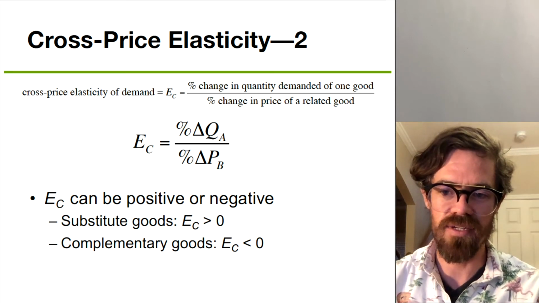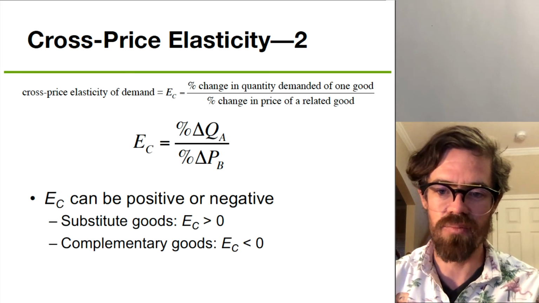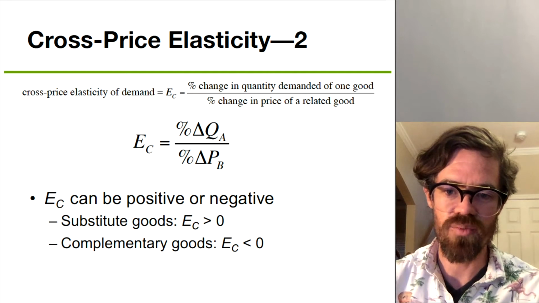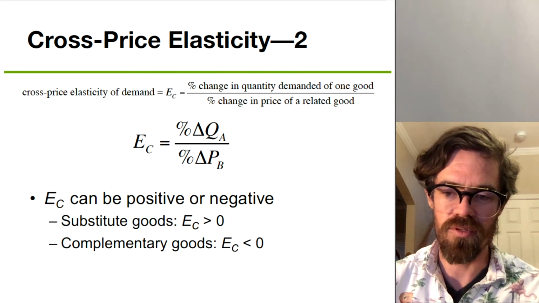And just like income elasticity, EC, cross-price elasticity, can be either positive or negative. And the sign is basically telling us whether it's a substitute or whether it's a complement.